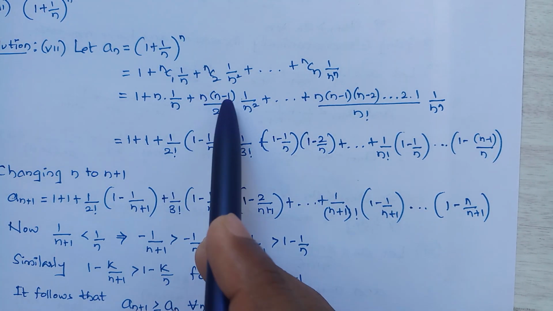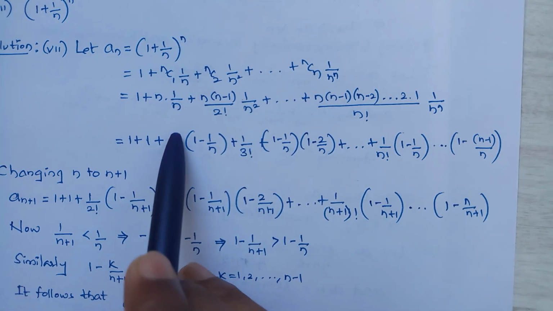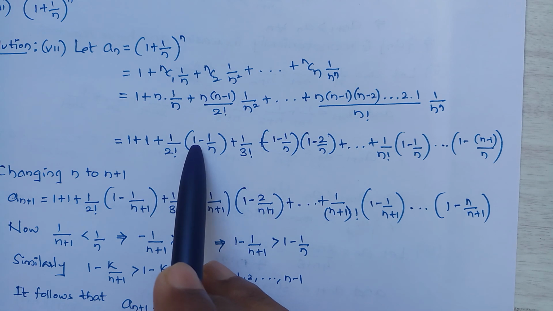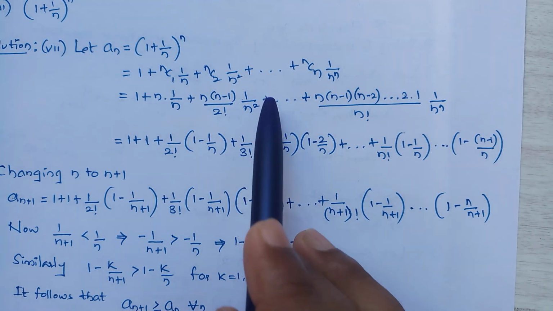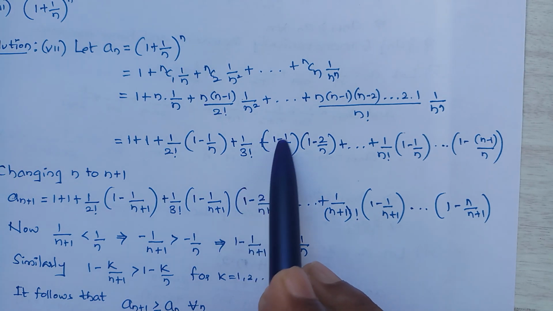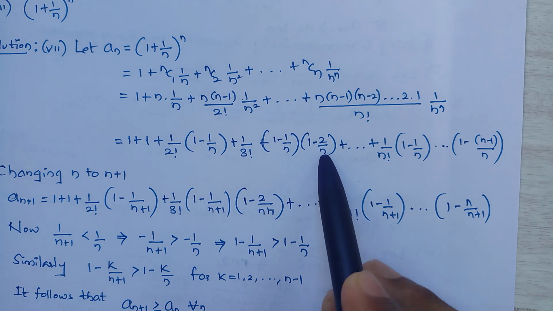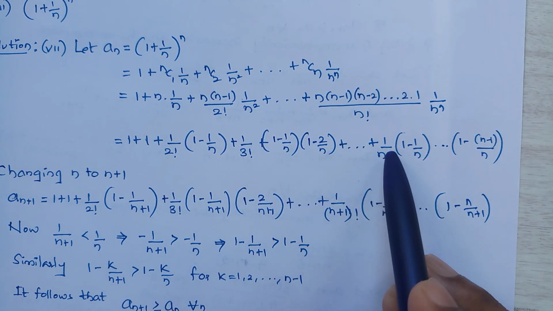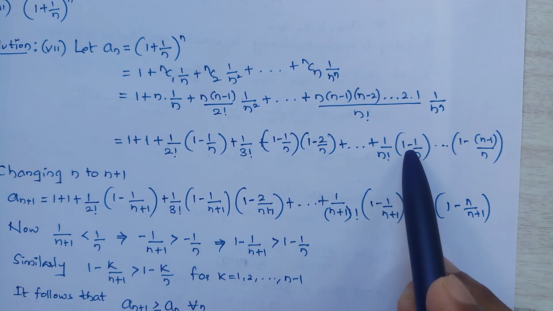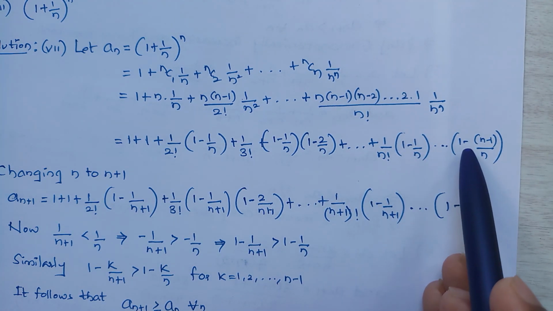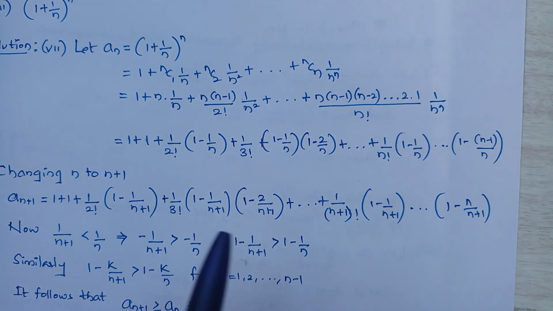So you multiply these two terms and divide by this, and then you get 1 divided by 2 factorial into 1 minus 1 divided by n. In a similar manner, the next term is 1 divided by 3 factorial into 1 minus 1 divided by n, into 1 minus 2 divided by n. Plus so on, up to 1 divided by n factorial, into 1 minus 1 divided by n, and so on, up to 1 minus n minus 1 divided by n.